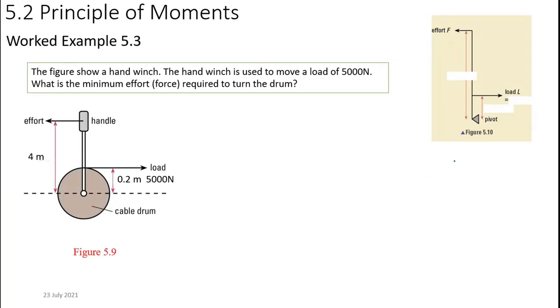Next question. If you look at a hand winch, the hand winch is used to move a load of 5,000 Newton. What is the minimum force required to turn the drum? What is the first step? The first step, we have to draw the diagram that shows the principle of moments. Let's draw the diagram, and then let's find the pivot. This is the pivot.